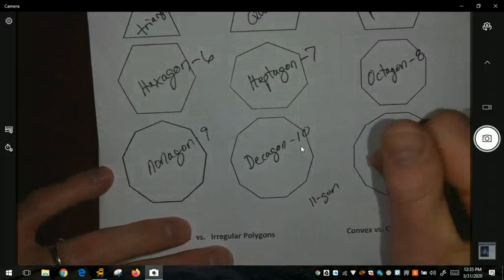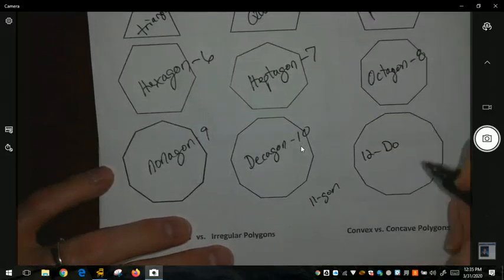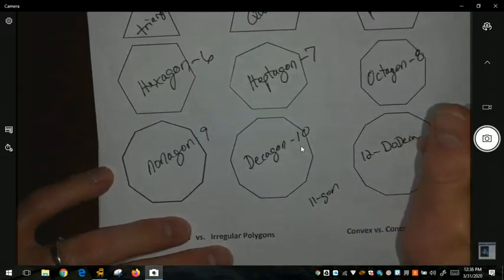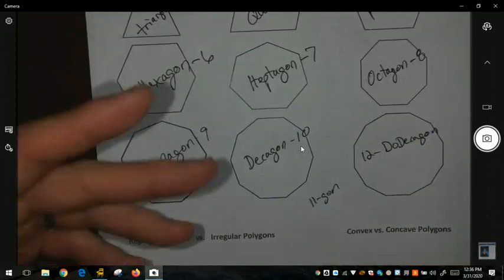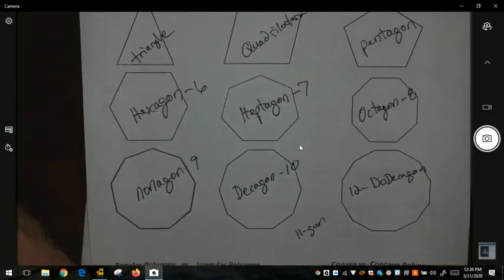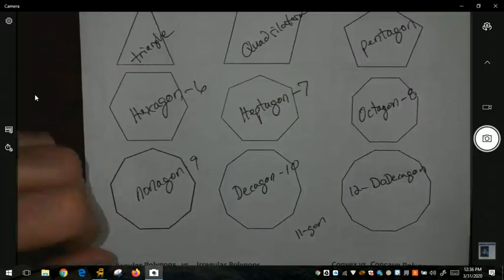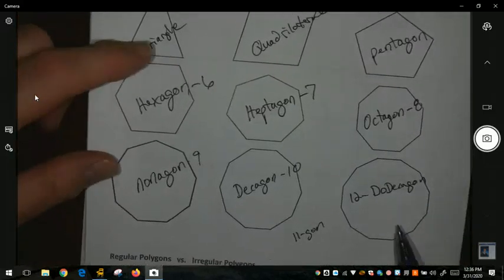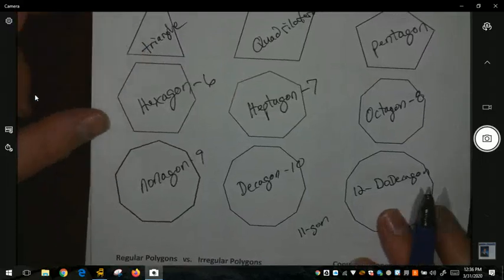This one that has 12 sides is a 2-decagon. So 2 plus 10 being 12. You need to be familiar with these names so that you can write them or know what they are when they have problems. So we know how many sides and vertices. This one has 12 sides and 12 vertices.